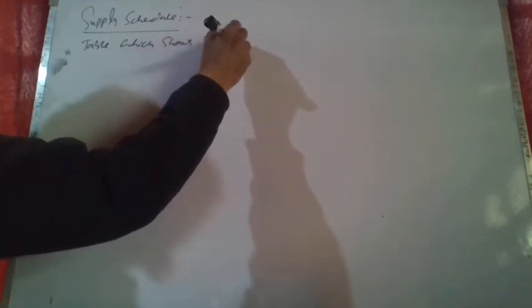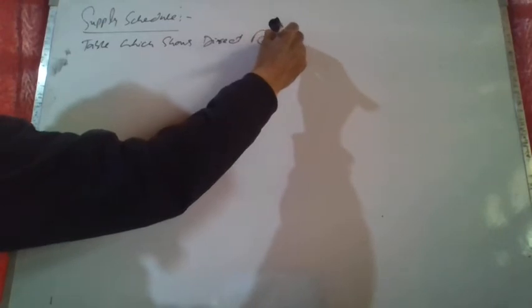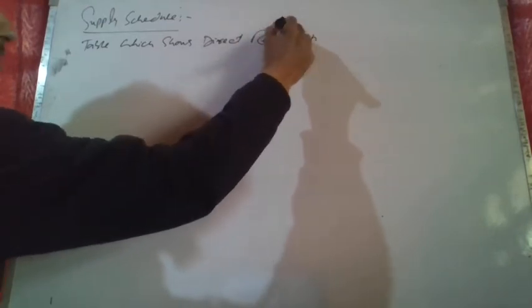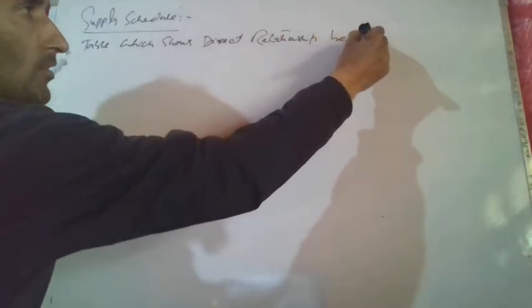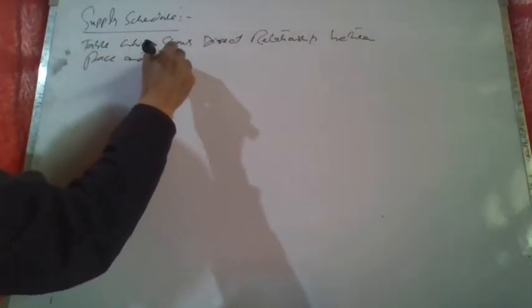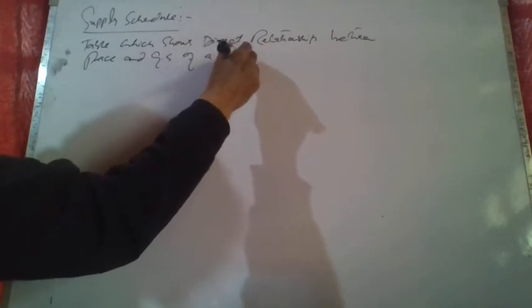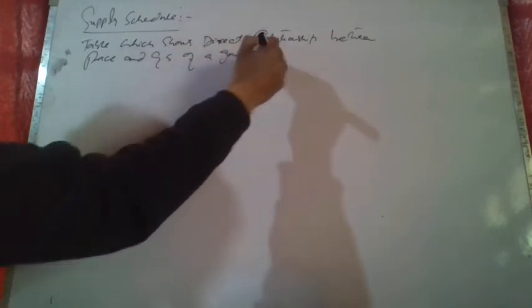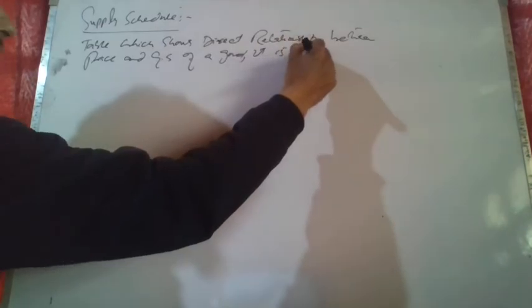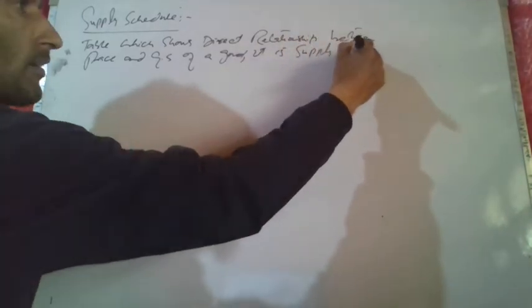So the table which shows a direct relationship between price and quantity supplied of a good, it is supply schedule. So what is supply schedule?